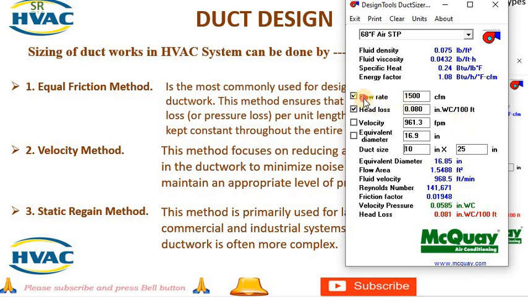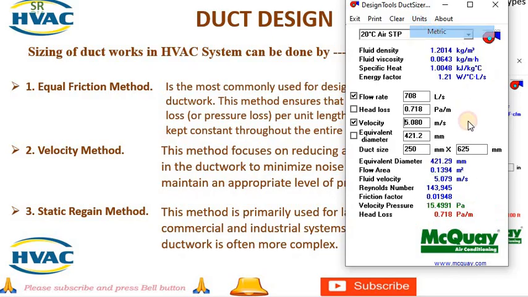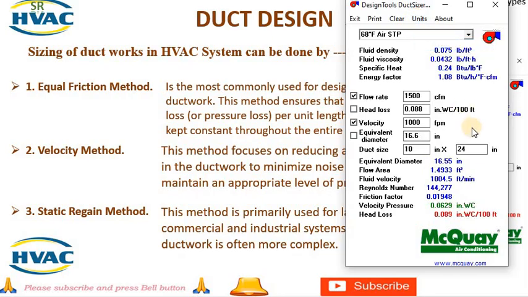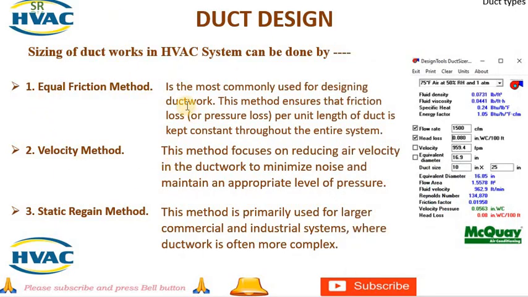Okay, if you do not want to use the equal friction method, you want FPM, so it will be below 1000. It will be for a residential if it is 1500 CFM. See, the dia will be 16 and it will be 10 by 24. I hope you have cleared about this velocity method also. This is for the velocity method I have shown. I hope you have cleared the basics of duct designing, and the methods used to design the duct.